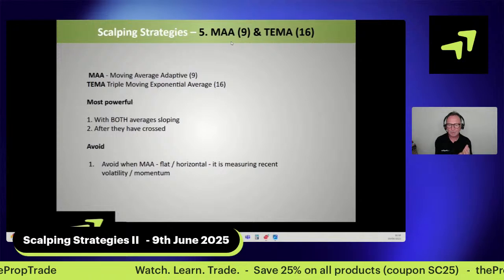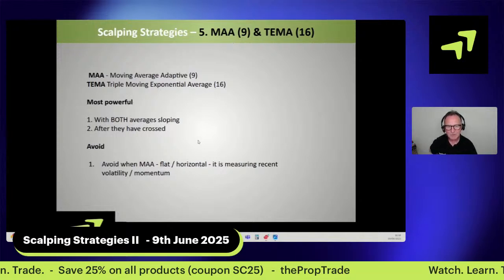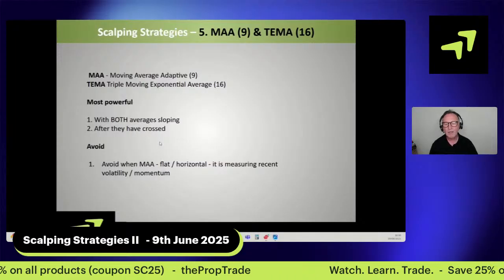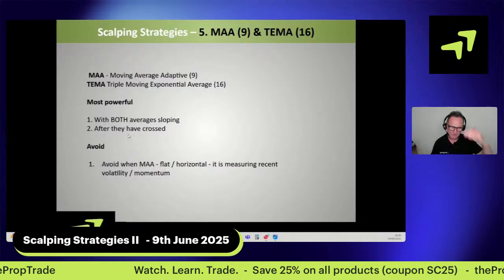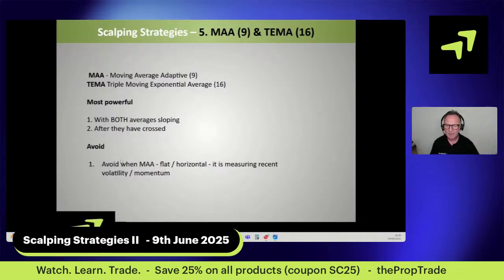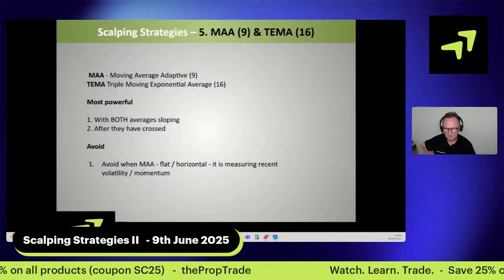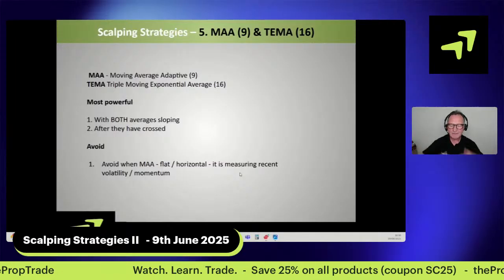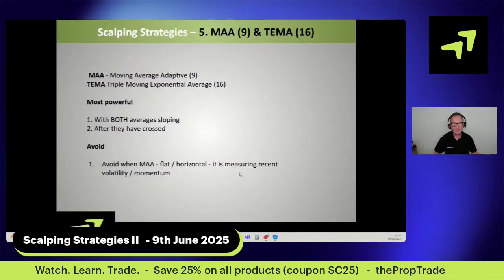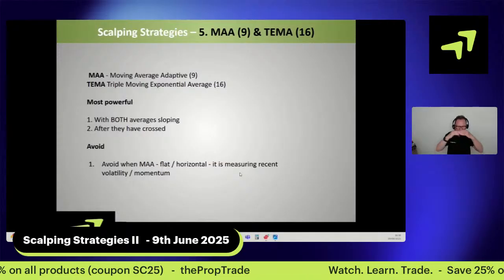If both moving averages are sloping, that's when it's really powerful, especially once they've crossed. So that's what we're looking for. Avoid or question whether you take the position, even though it can be quite legitimate, when the AMA, as we call it, depending on how you look at it, is flat or horizontal, because it's measuring recent volatility. If there isn't any recent momentum, volatility, or changes in sentiment, it tends to be flat.